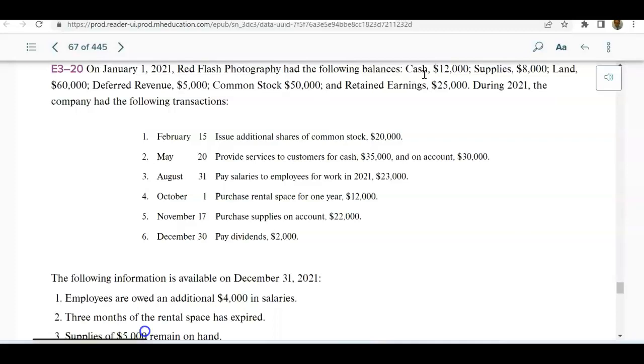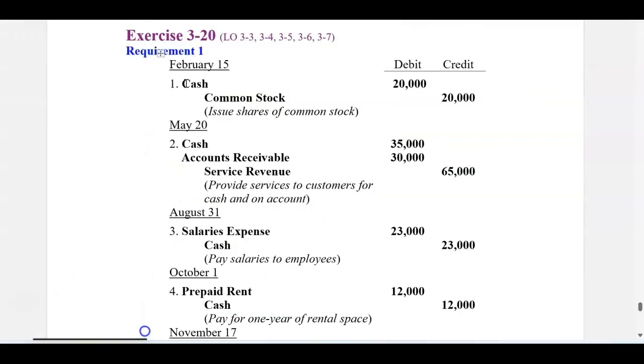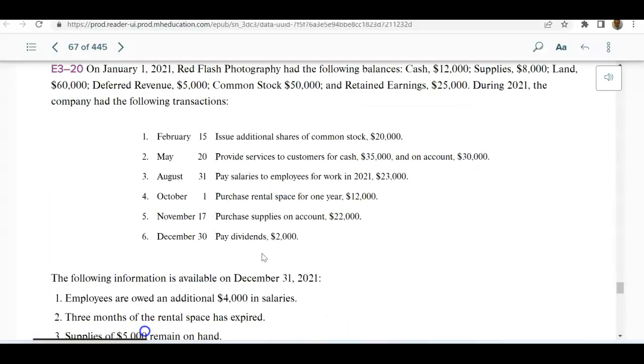Okay. So the cash is 12,000, supplies 8,000, land 60, deferred revenue 5, common stock 50, retained earning 25. During 2021, the company had the following transactions. So they issued shares, additional shares of $20,000. Okay, so that, if I want to show you that one, that's the journal entry. So you debit cash to record the cash that you raised from equity financing, and you issued common stock. Let me go one by one all the way to the end, see how it goes.